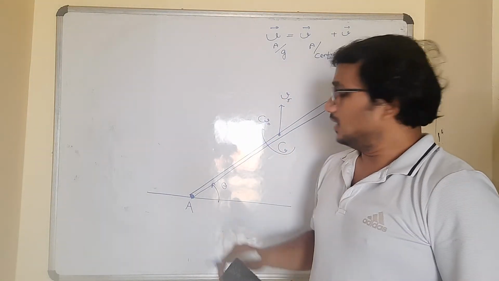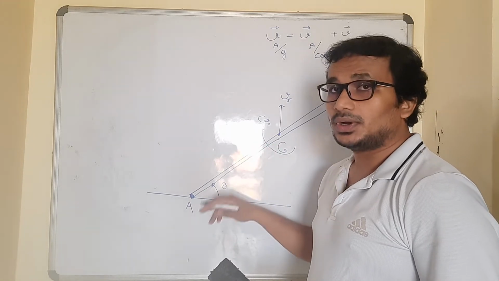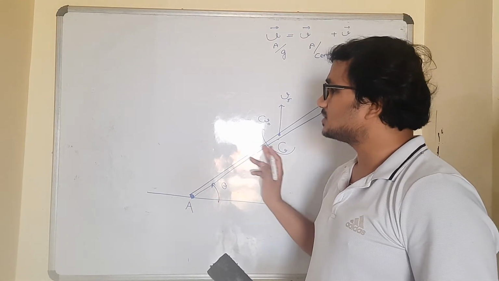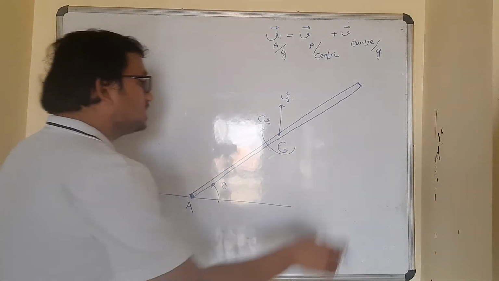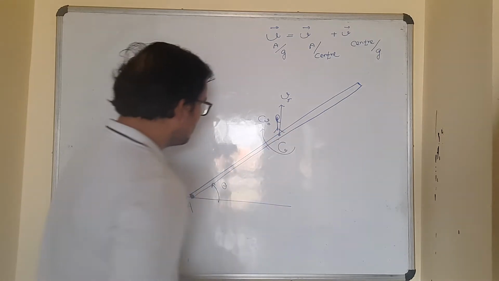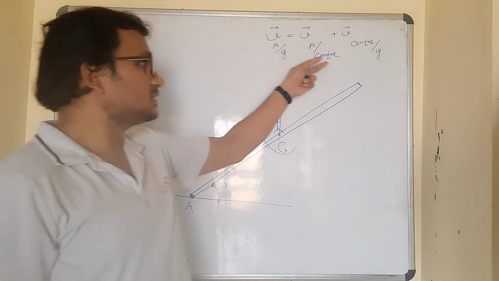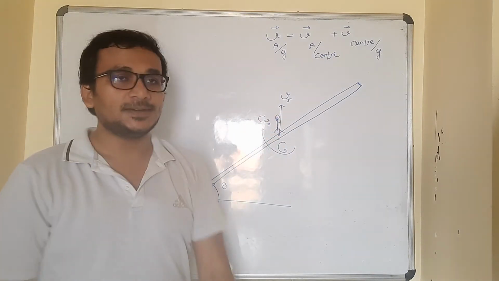Fine. So now tell me here, velocity of point A with respect to center. Velocity of point A with respect to center will be what? Velocity of A with respect to center means a person will stand on the center and will observe the velocity. The observation will be done by a person standing on the center.